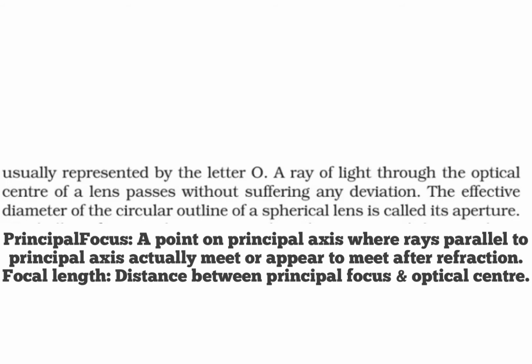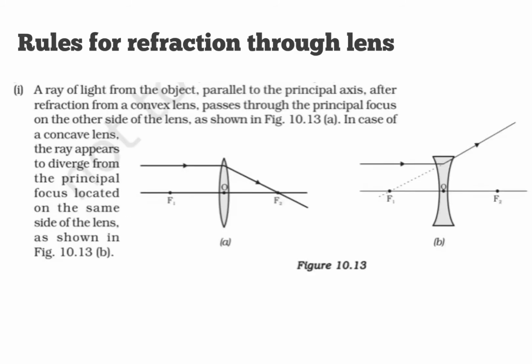Next is principal focus. A point on the principal axis where rays parallel to the principal axis actually meet or appear to meet after refraction from the lens is called the principal focus of the lens. A lens has two principal foci, F1 and F2. And the distance between the optical center O and the principal focus is called the focal length and it is denoted by f1 and f2. Students, as we studied the rules for reflection through mirrors, now we are going to study the rules for refraction through lens. And these rules are the same whether it is a concave lens or a convex lens.